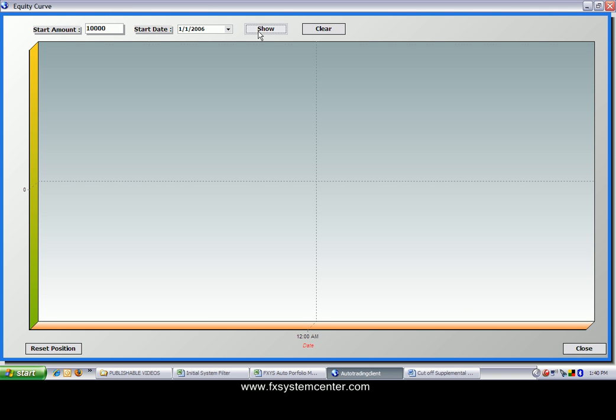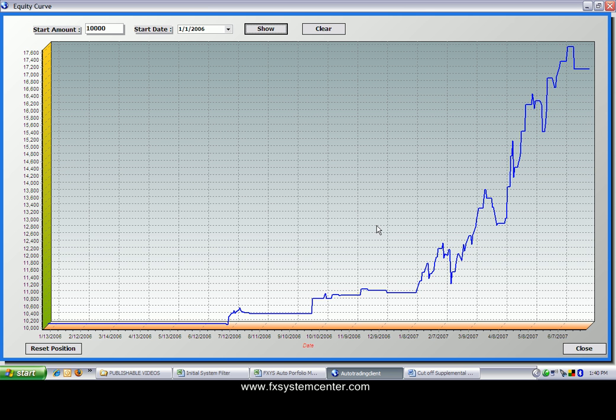Go to show equity curve, click on show, and see now it's a lot smoother because you diversified a little bit by using a couple of different systems and a couple of different currency pairs. The curve actually started trading about a year ago, going back to July of 06. And this is the slope of the equity curve. Now, as I said, you really don't want to concern yourself with slope as much as you do with smoothness.